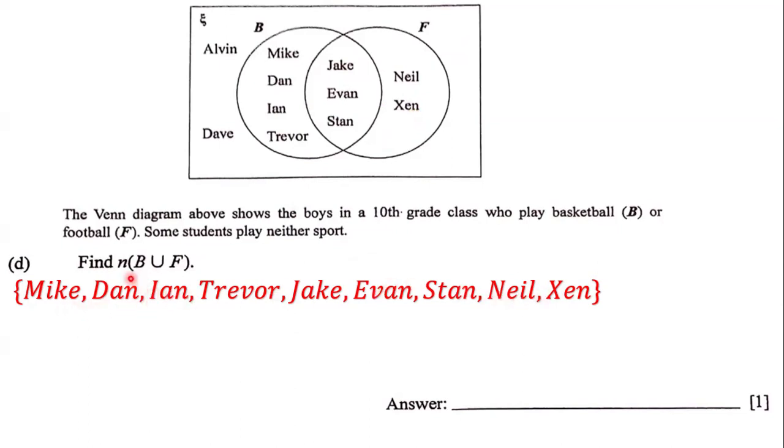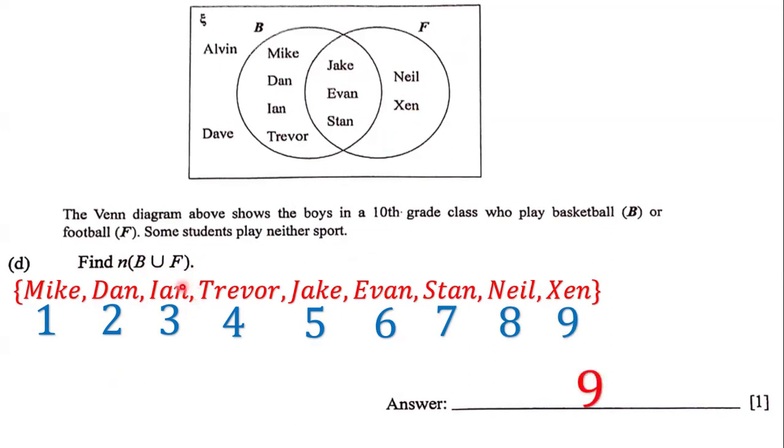But they want us to determine the number of elements in B union F. And so that means that we have to count how many elements are inside of B union F. So let's count. We have 1, 2, 3, 4, 5, 6, 7, 8, and 9. And so there are 9 elements that are in B union F. So the number of elements in B union F is 9.